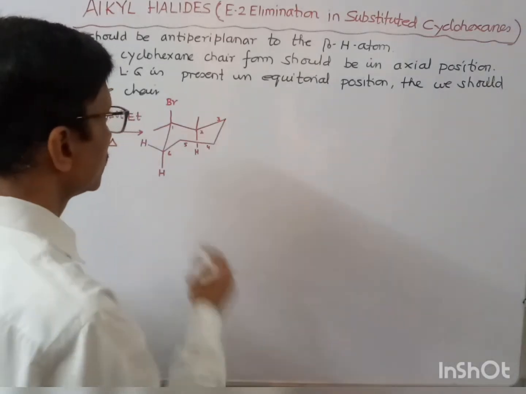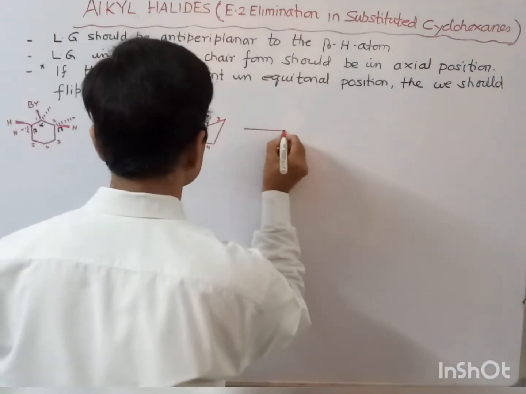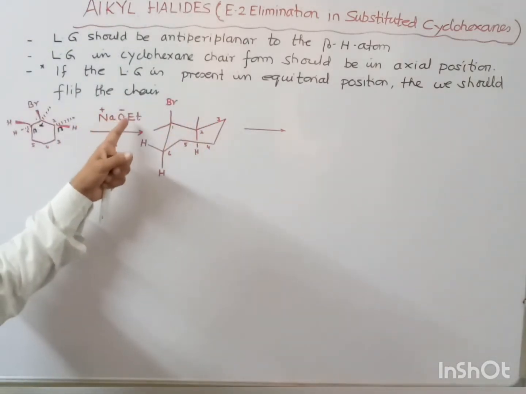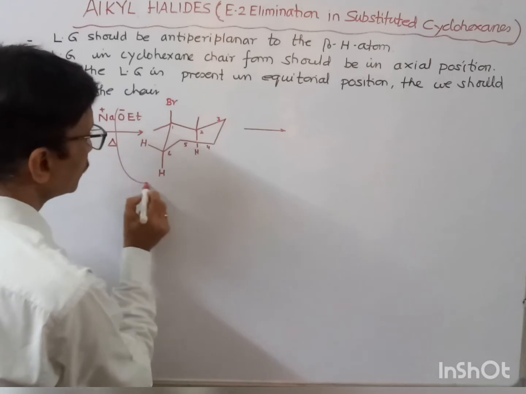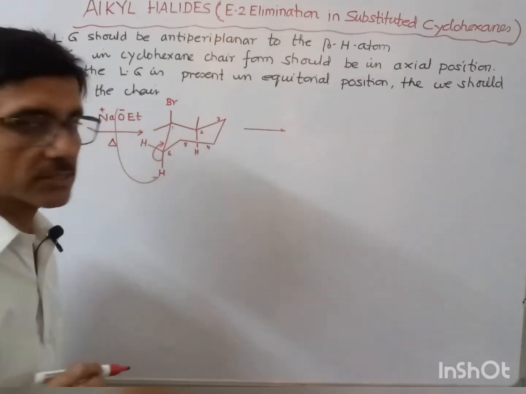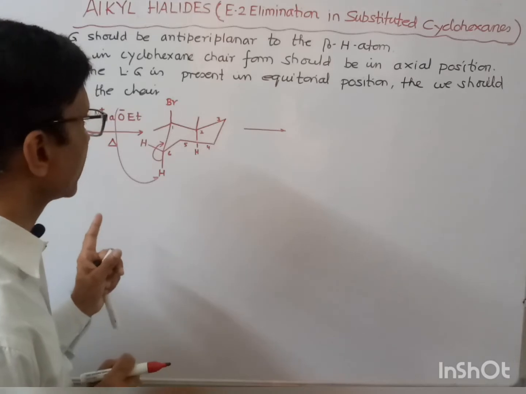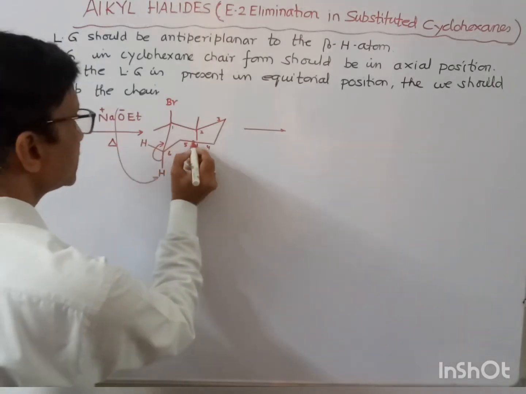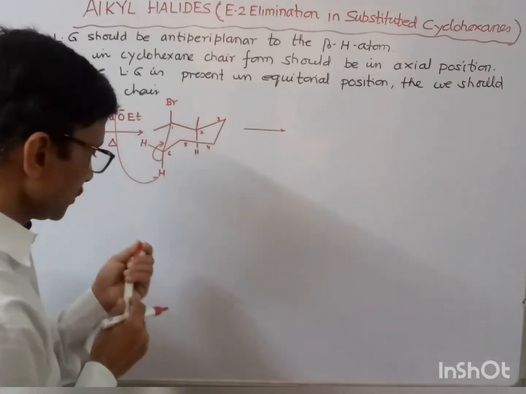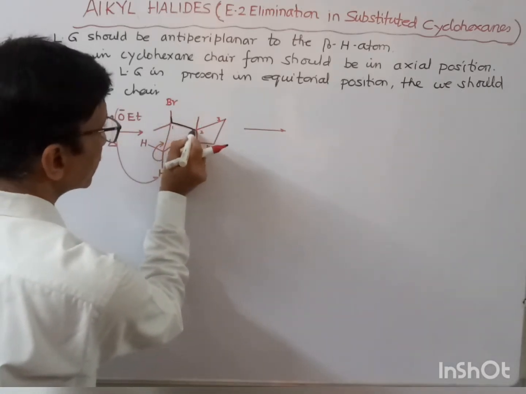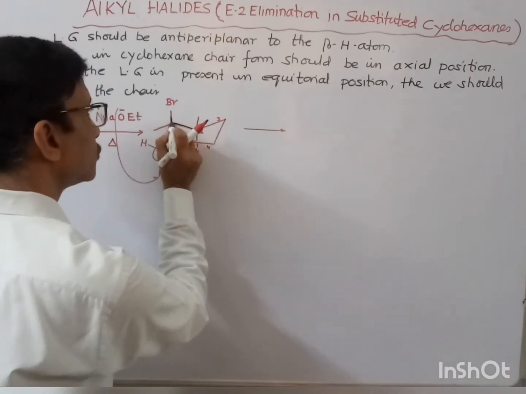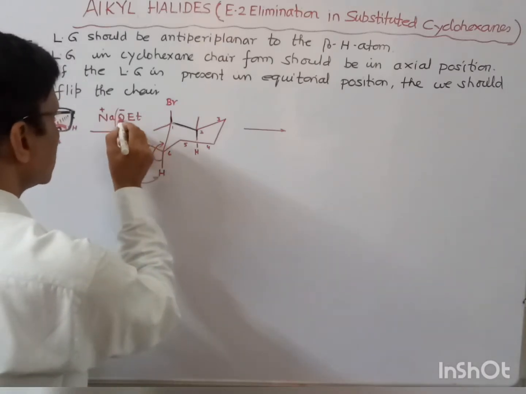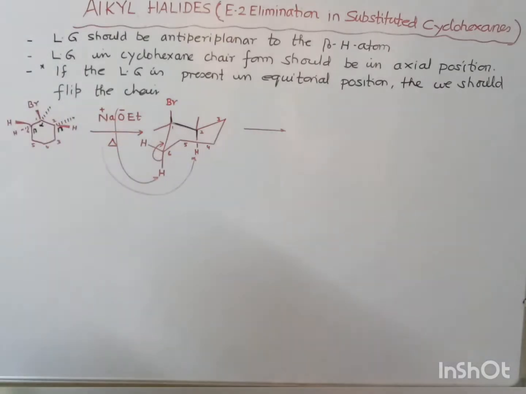Now you can see, this ethoxide ion can remove the beta H only when it is anti-periplanar. So it can remove this hydrogen and form a double bond like this. This is one possibility. Another possibility is that this is also anti-periplanar, and this is also anti-periplanar. So this hydrogen can also be removed. Either this one or this hydrogen can be removed by this base.